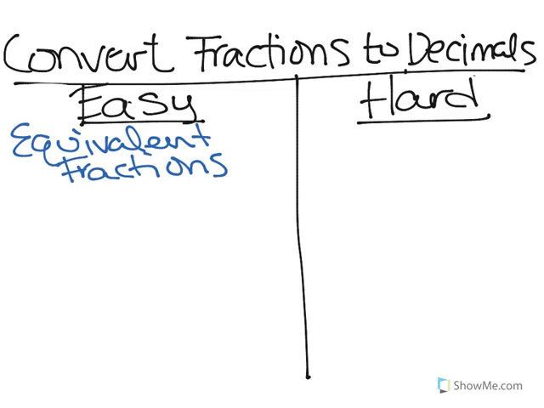And so with that being said, when you have decimals, the place value chart that we know has bases of 10, 100, 1,000, and so forth. So your denominator must be a 10, 100, or 1,000.